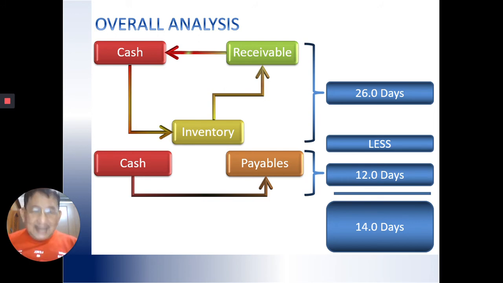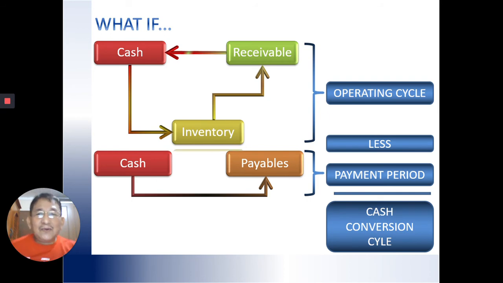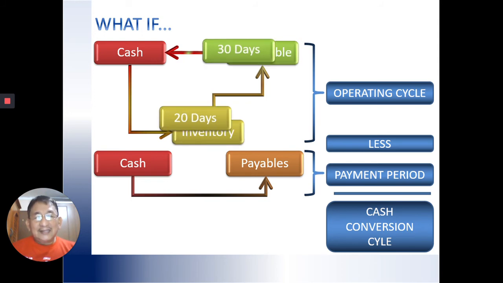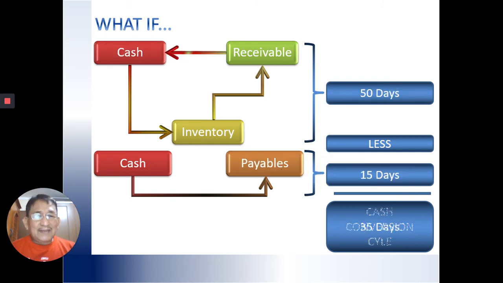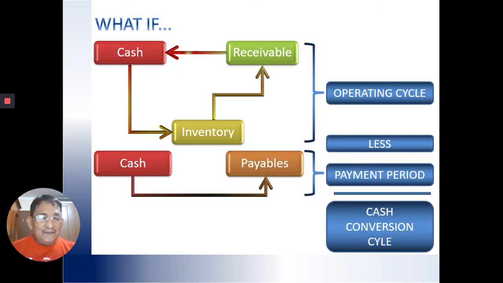Okay, another one. 20 days, days in inventory. 30 days, ang days in receivable. So, that is 50 days. 15 days ngayon ang required payment ng payable. So, 50 days minus 15 equals 35 days ang conversion cycle mo.